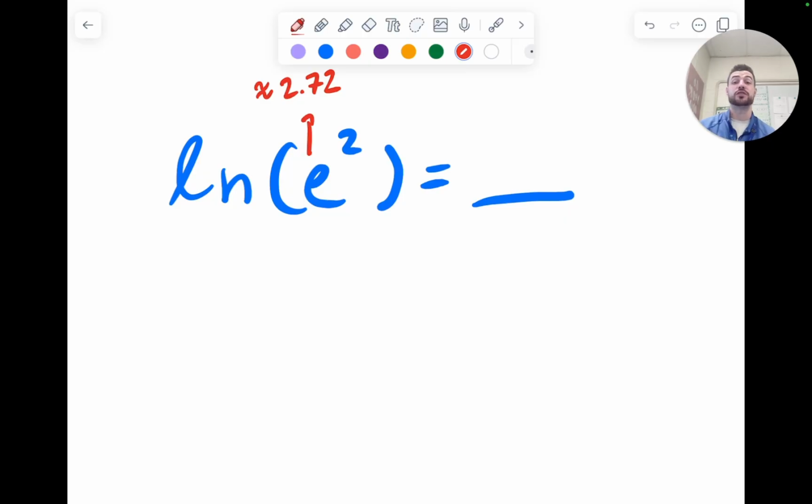2.72. It is an irrational number, kind of like pi. Essentially, it's a symbol that represents one value. Again, it's not a variable. It's not something that changes every time.